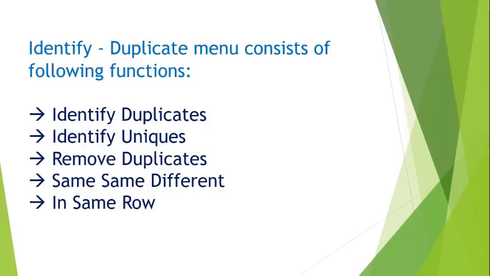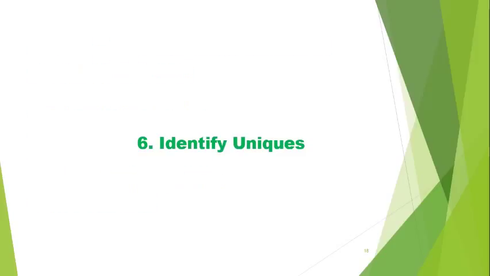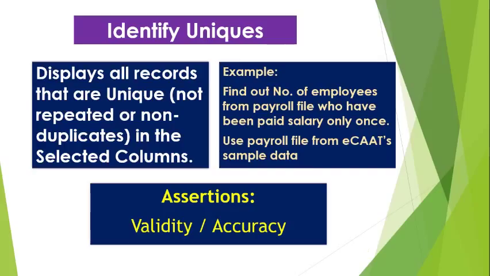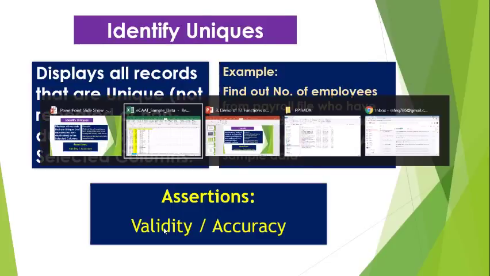Now let's look at one more function, which is identify uniques. The identify duplicate menu consists of the following functions. Here we are going to look at identify unique, which means we would like to identify unique values. It displays all records that are unique, not repeated or non-duplicated in the selected column. For example, I would like to find out the number of employees from the payroll file. I have got the payroll data of 1 year. I would like to find out the payroll of employees who have been paid only once during the year.